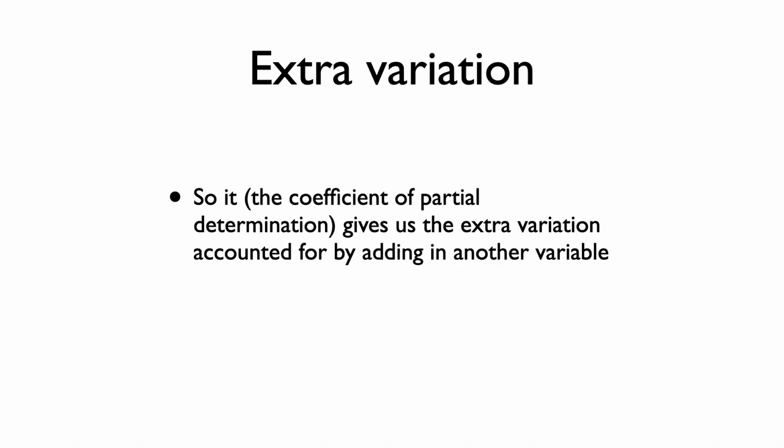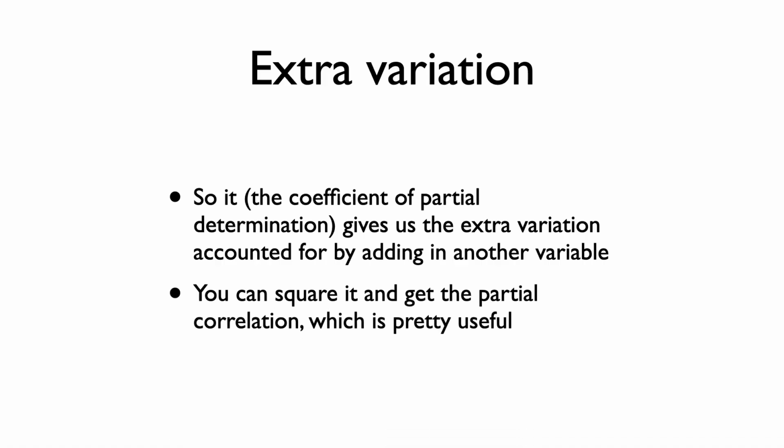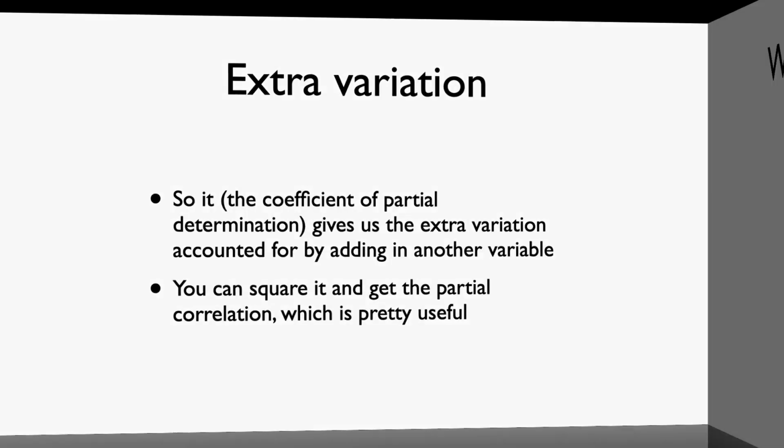So the coefficient of partial determination, which is the thing that makes you drop your mouse, is the extra variation accounted for by another variable in the model. You can square that. Sorry, take the square root of that, I should say, and you get the partial correlation. So it's basically a statistical way to control for a variable. Okay, you might see coefficient of partial determination or partial correlation in papers you might read now and then.